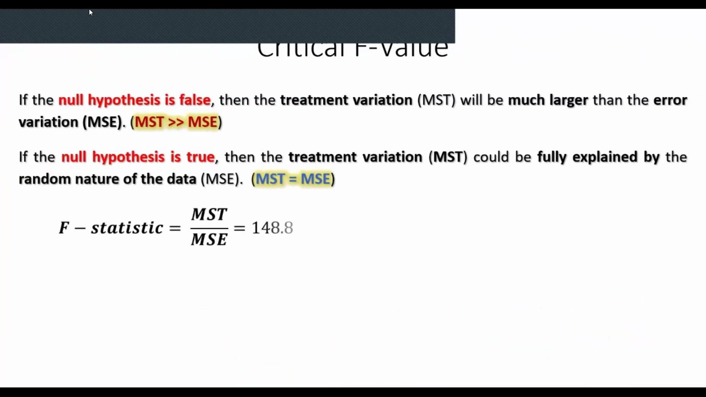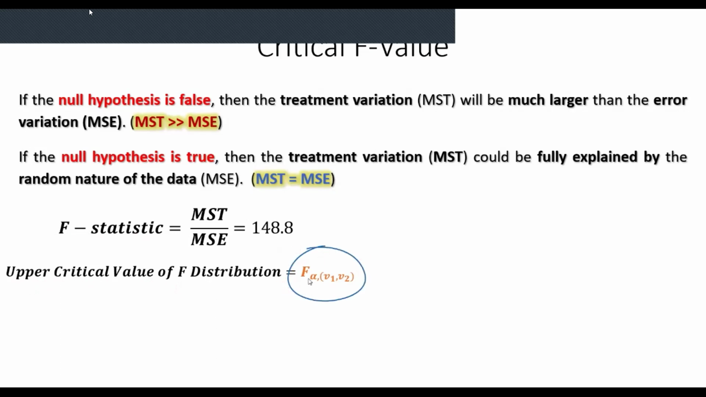Make sense? Okay. So remember, in this particular instance, our F statistic is a really big number. It's 148.8. The question becomes, do we reject the null or accept the null? We have to do that by comparing our F statistic against what we call the upper critical value, or the right tail critical value, of the F distribution. This is how you write that statistic mathematically: the F statistic at a specific alpha level, and we're going to pick 5%, relative to degrees of freedom 1 and degrees of freedom 2.